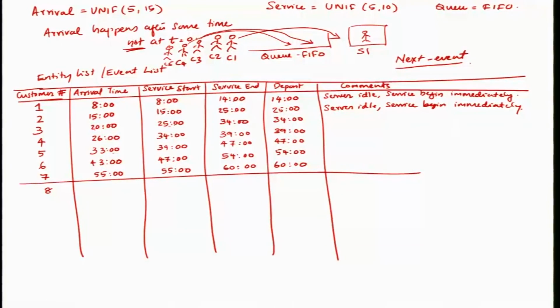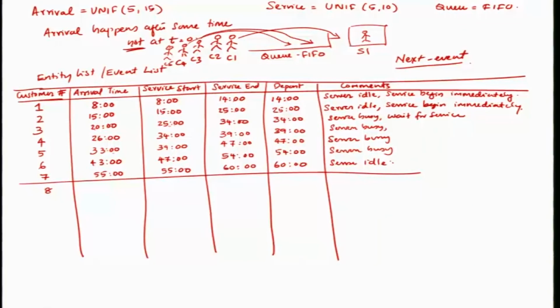Okay. So, in this case of the entity, you can say that server busy, wait for service. Here also you can see that server busy. Here also you can say that server busy. Here also server busy. The last case it is server idle.